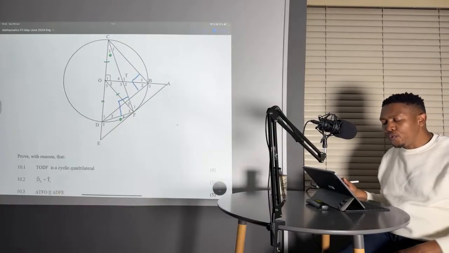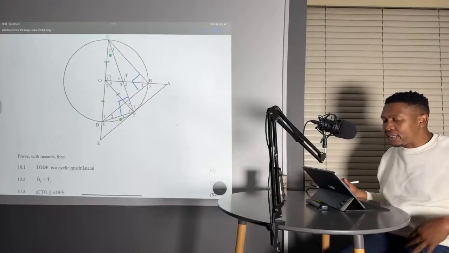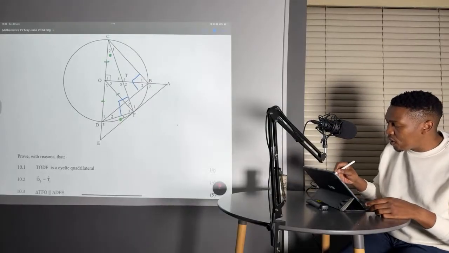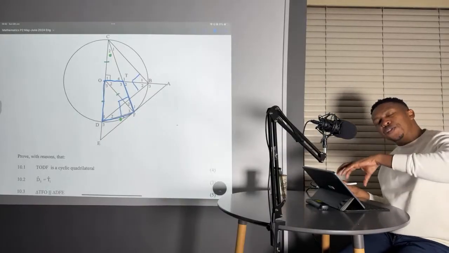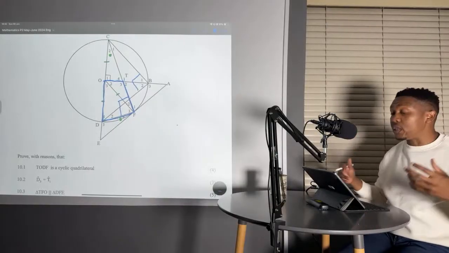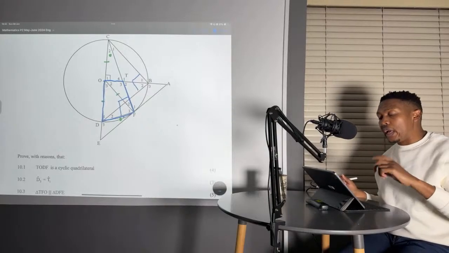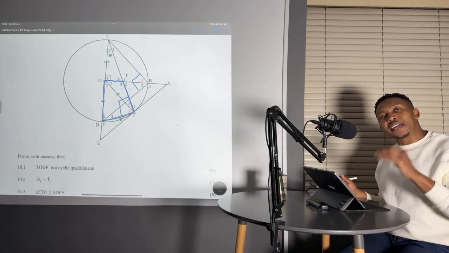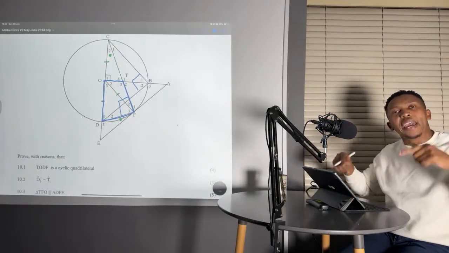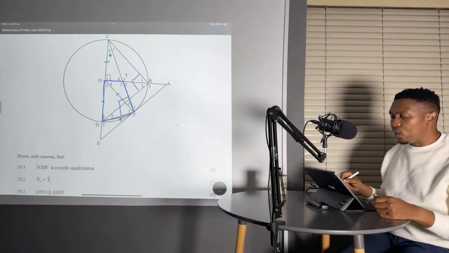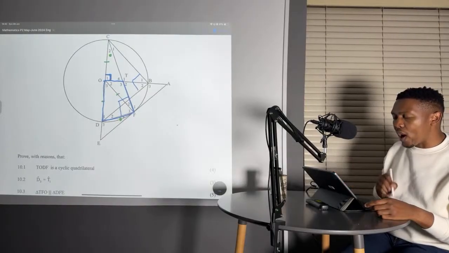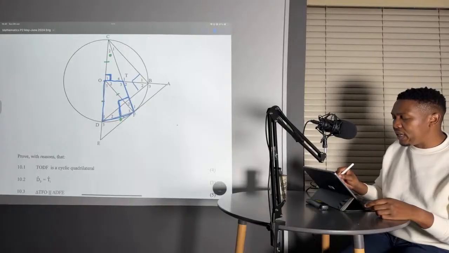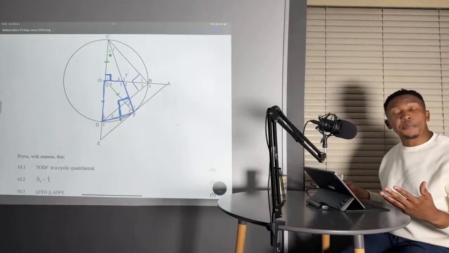Now they say to us, prove with reasons that TODF is a cyclic quad. What I want you guys to note is that once we prove something to be a cyclic quad, we need to use all the properties of the cyclic quad to try and prove it. But once we prove that it is a cyclic quad, then in the subsequent questions, we can use it as a cyclic quad. I can already see where that is going, because look at that. The exterior angle, O1, is equal to the interior opposite angle. Those are the properties of a cyclic quad.